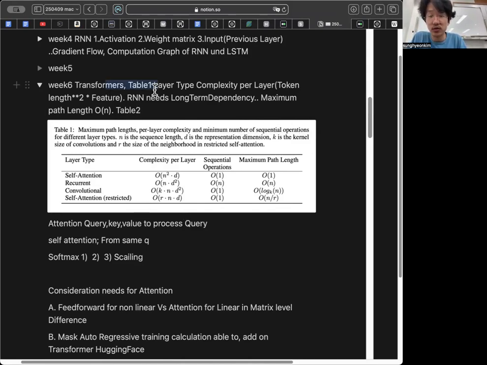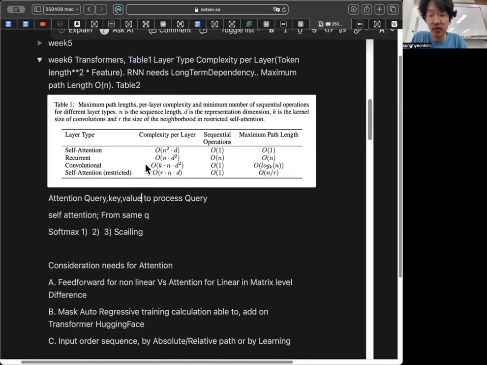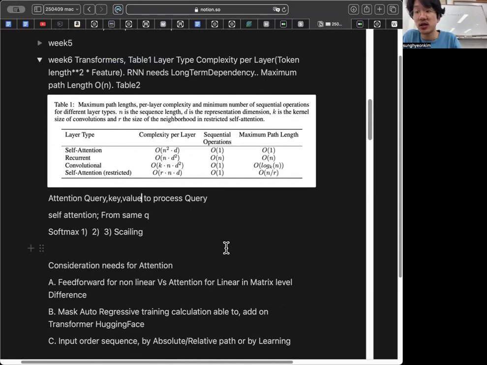Transformer. This is the paper, Table 1 and Table 2 on Transformer, which is another thing that is most important and emphasized. If we see here, there is complexity per layer and maximum path length, which is O(1) for self-attention compared to recurrent. This is the biggest thing in Transformer, which is RNN.